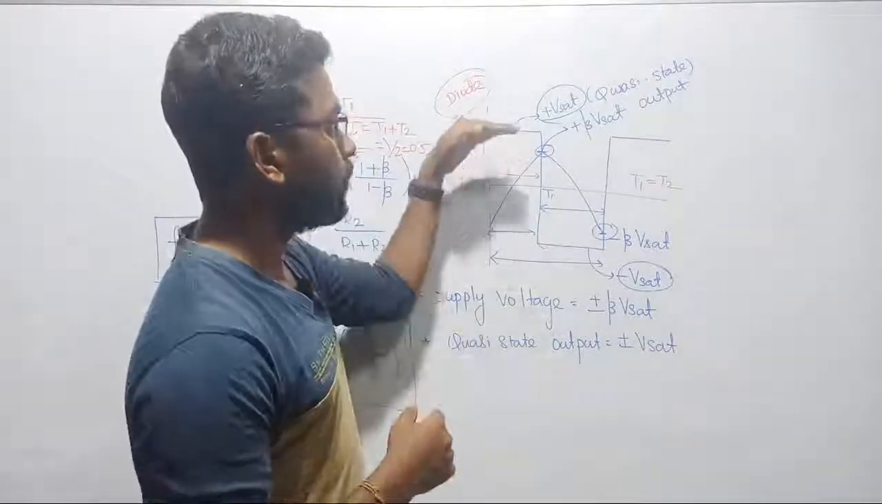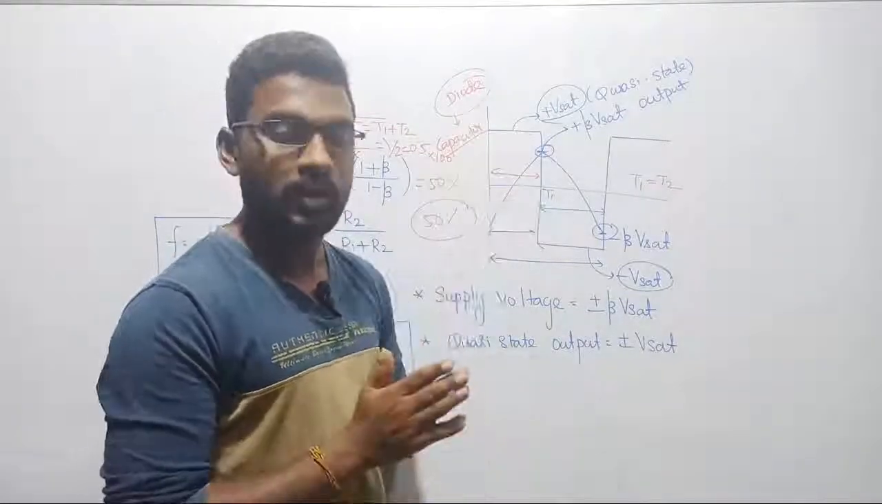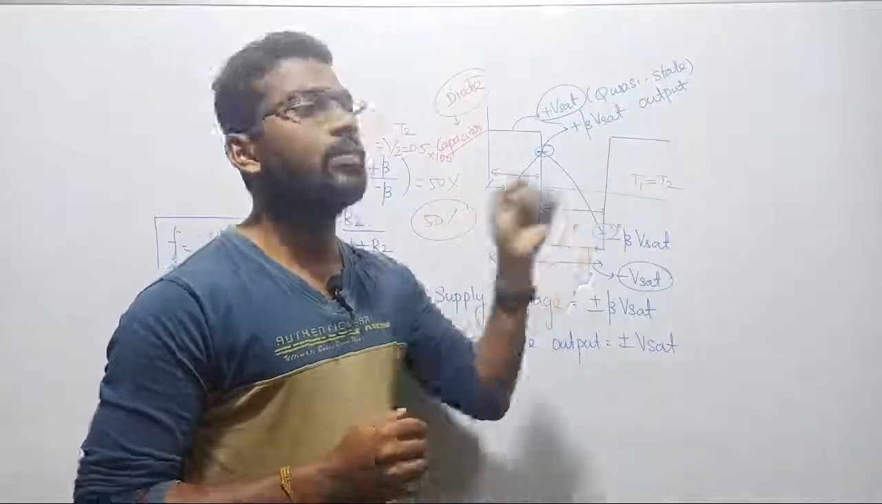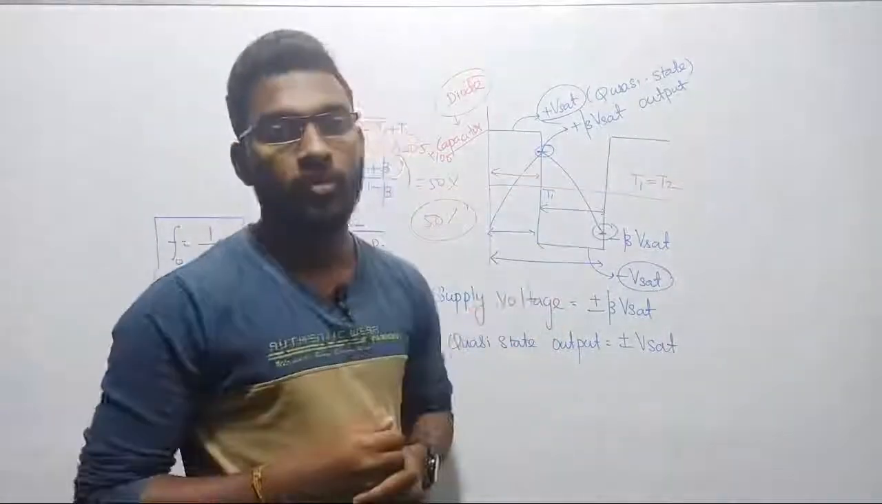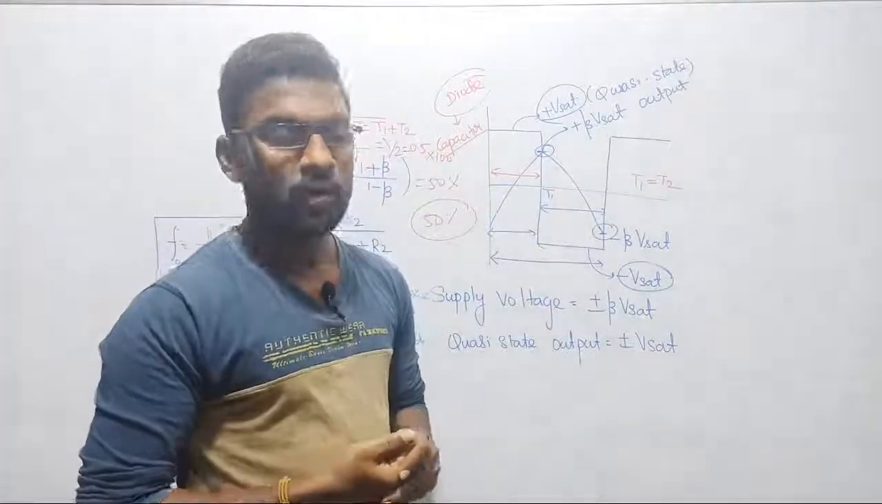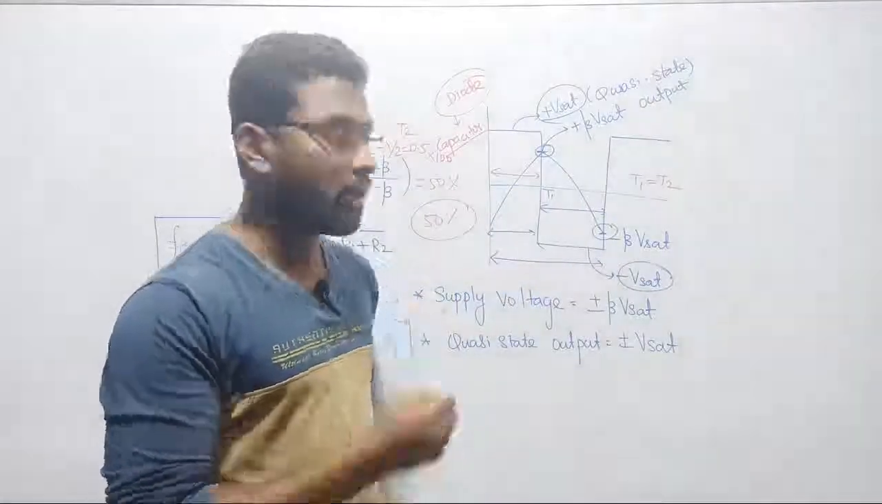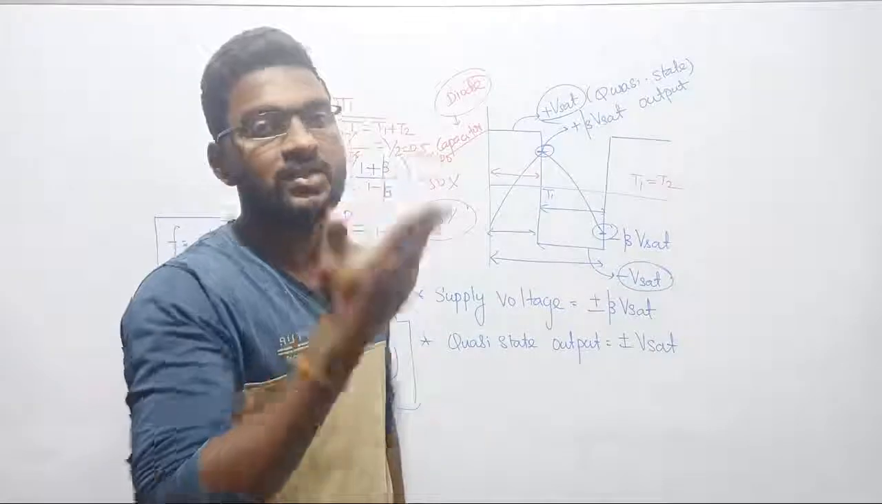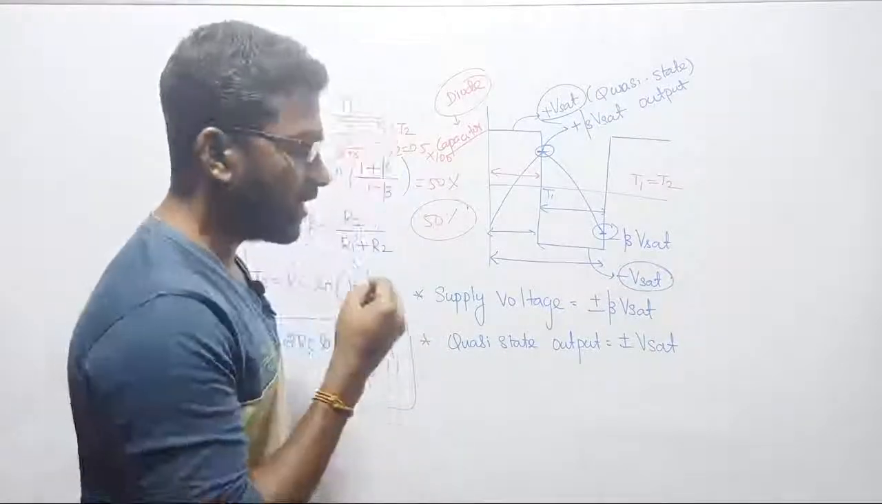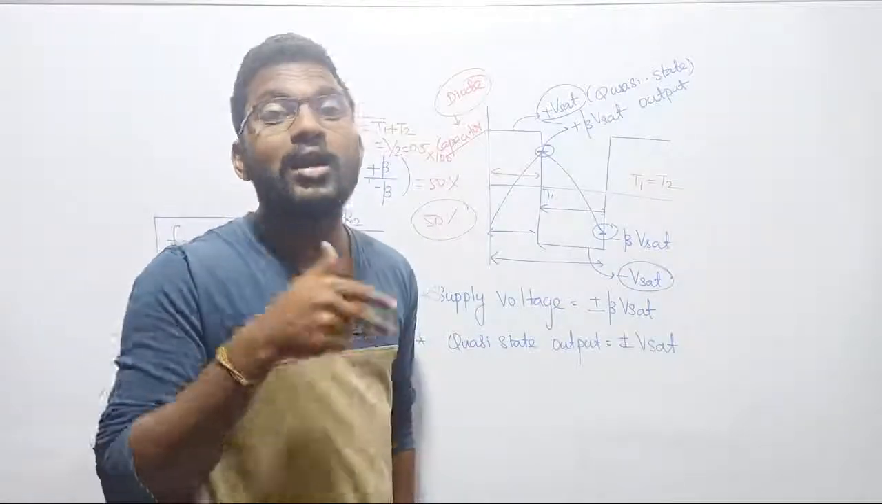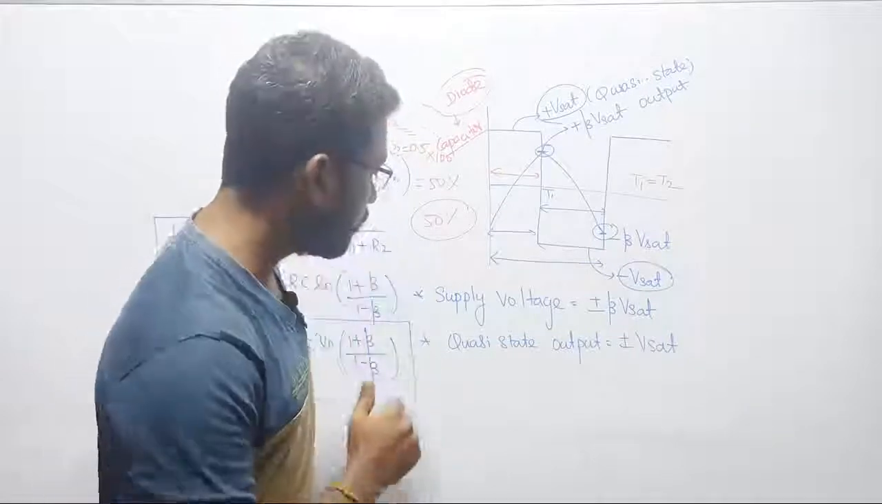For example, if it is permanently plus V set, then that is called a stable output, because it is like a DC waveform. There are no changes, right? If it is permanently fixed as minus V set, again it is called a stable state, because there is no change in the output. So that is the difference between stable and quasi-stable. I hope you are getting me.